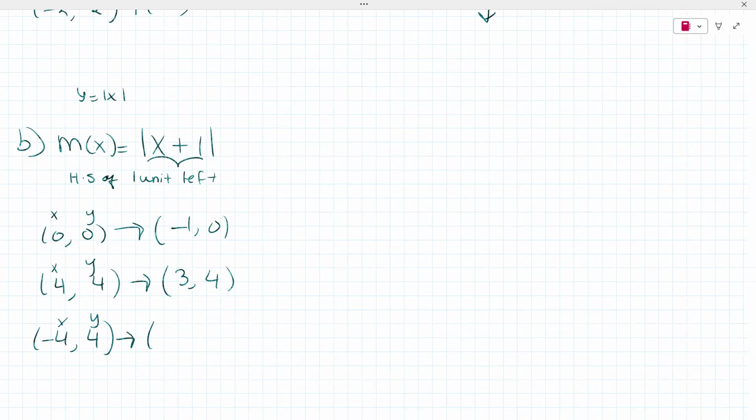And do you know what negative 4 comma 4 will be? Yes, it would be negative 5 comma 4. As you can see, I subtracted 1 from negative 4. That's how I got negative 5. The y stays the same. And we are good. We can plot these 3 points and you should get your graph.